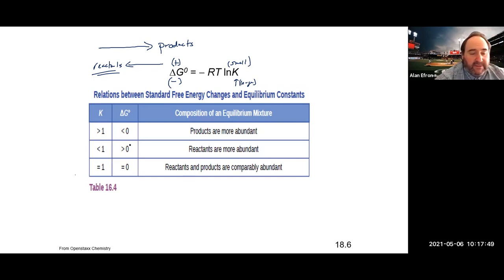Obviously, if delta G equals 0, then you have a pretty equal mix happening in terms of the equilibrium constant. It'll be really close to 1 probably in that case, and reactants and products are equally favored at that point. So remember, in our normal K situation, whether it's a large or small value will correlate really nicely to our delta G in this case.